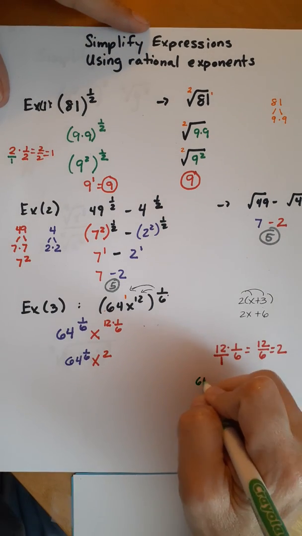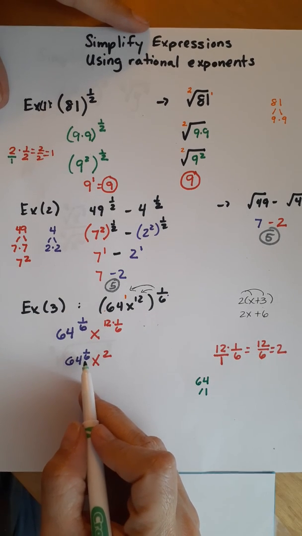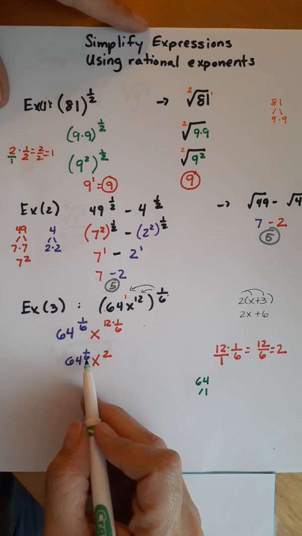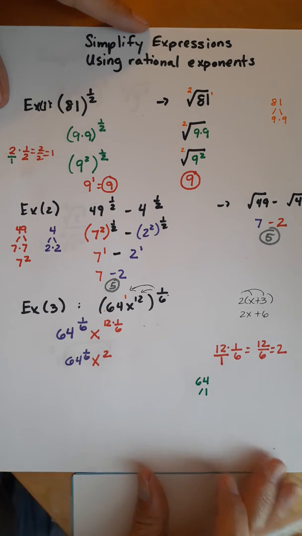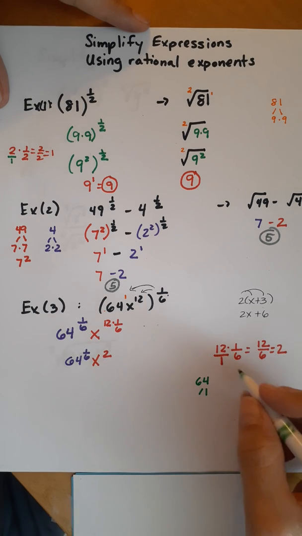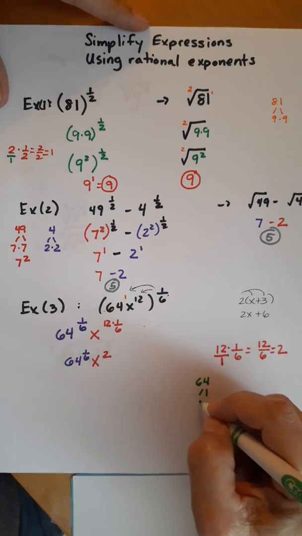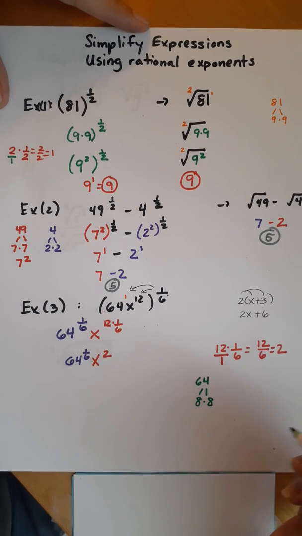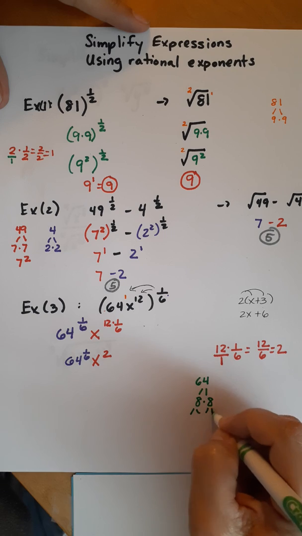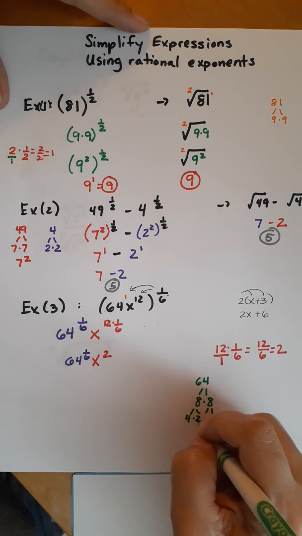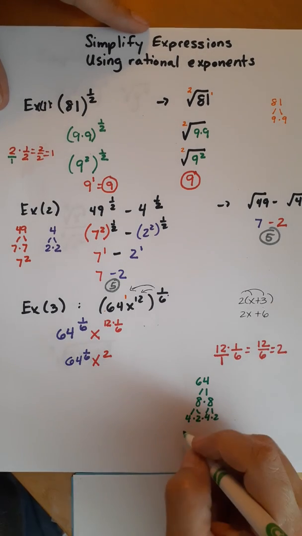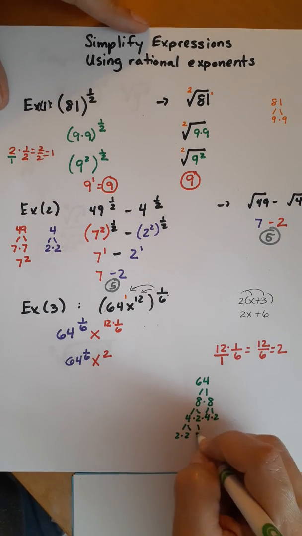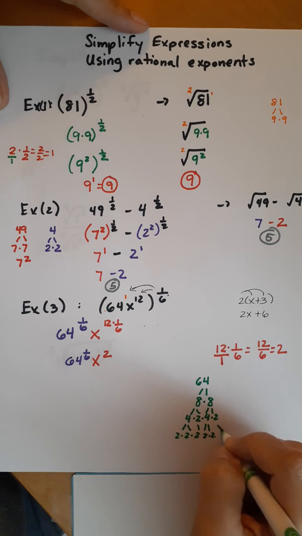So for 64, I want 6 numbers that when I multiply them by each other, they will give me 64, or something close to 64. So let's see. 64. My first instinct is to say, all right, 8 times 8 is 64. All right. I don't have 6 numbers there, so I'm going to keep going. Now, 8 is 4 times 2, 4 times 2, right? I don't have 6 numbers, but I'm getting closer. So let me keep going. 2 times 2 times 2, 2 times 2 times 2.